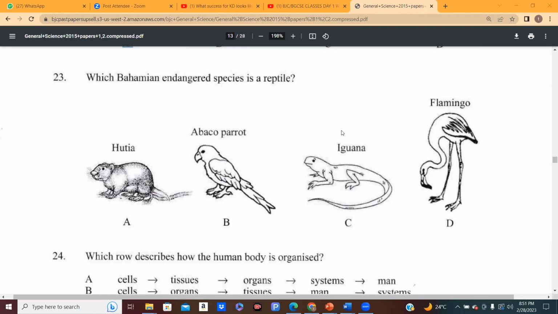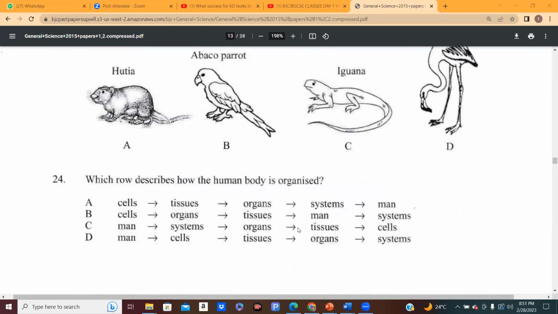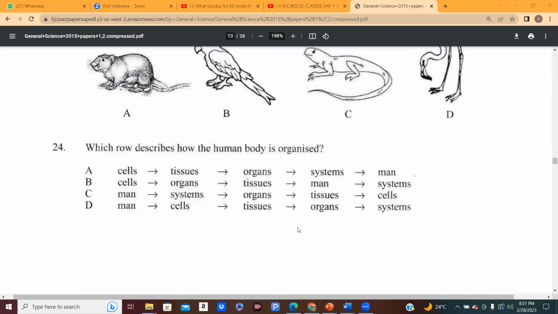C. C, very good. The iguana is an endangered species that is a reptile. Very good. Now we go on to number 24. Rochelle. Which row describes how the human body is organized? Is it A, B, C, or D?